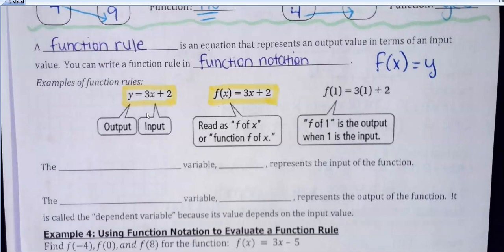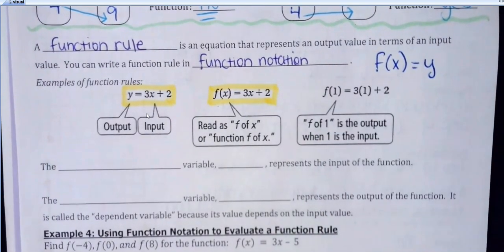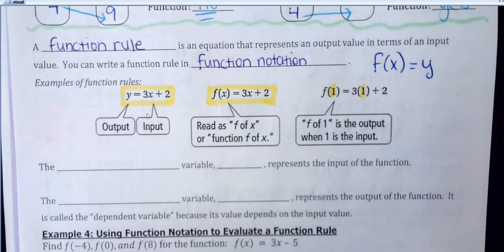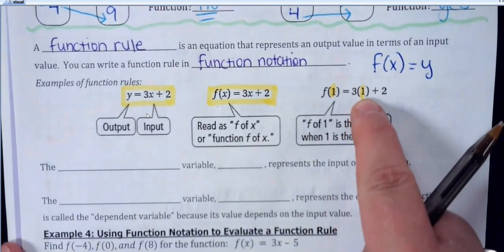And so those are interchangeable with each other. To evaluate a function, just remember f is not a variable. You are literally just going to plug in, like what they're doing here. They're evaluating the function with 1 plugged in for x. So I would say f of 1. Everywhere you see an x, you just replace it with the 1, which is what they did.